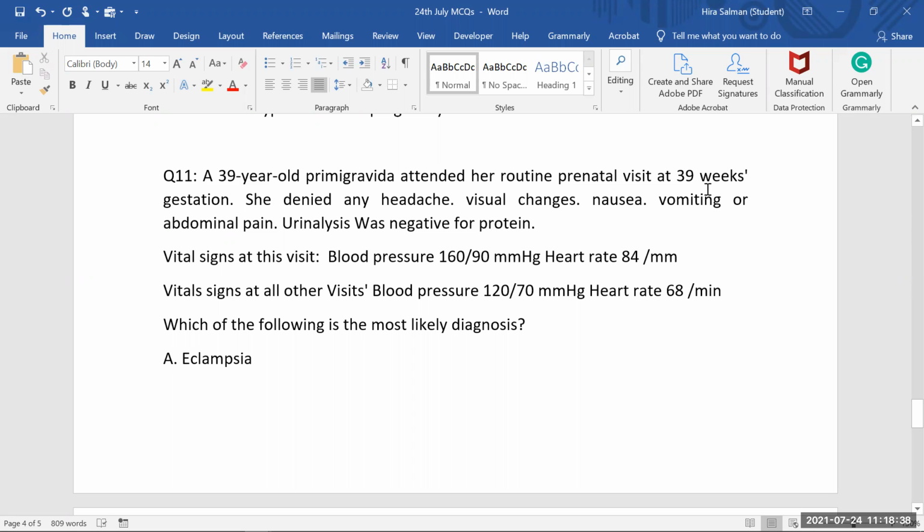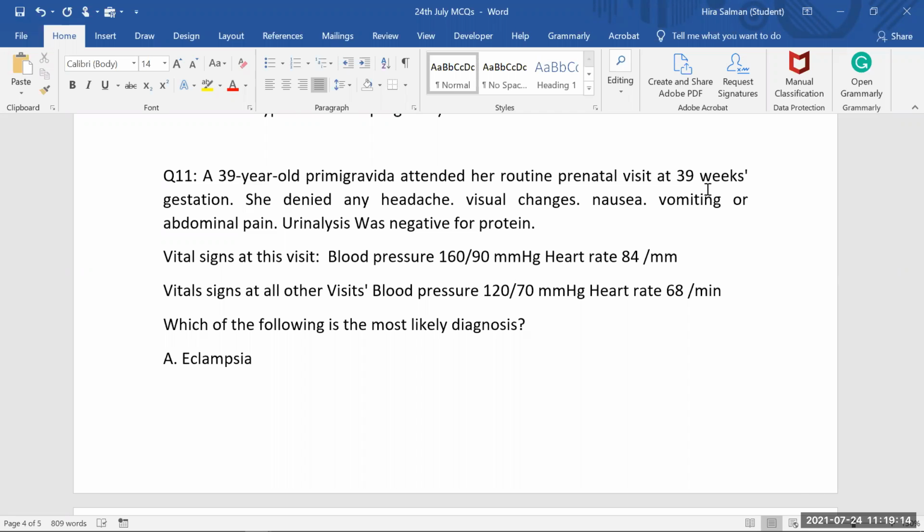She denied any headache, visual changes, it means that preeclampsia is excluded. Nausea, vomiting is not there, abdominal pain is not there, protein is negative in urine. Vital signs, blood pressure, just now 160/90. At 39 weeks, if the blood pressure is 160/90, it's okay, right? It's not okay in that case, but we can say it's just gestational hypertension, because in the rest of the visits, blood pressure was extremely okay, 120/70. Throughout 9 months of pregnancy, she was having normal blood pressure.